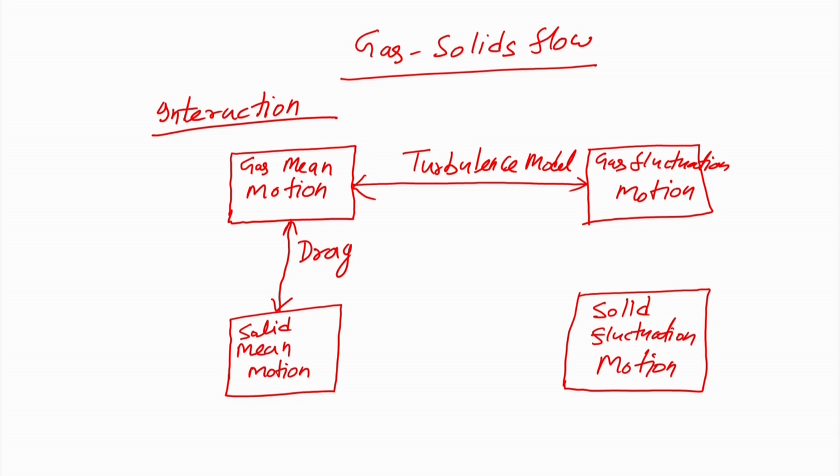So, once we are talking about drag, we are talking about the mean motion of the object and of the fluid. Whatever forces are acting between them, if you want to model the interaction between the mean motion of the gas and the mean motion of the object or the solid, you need an additional model, and that model or closure is called the drag closure.